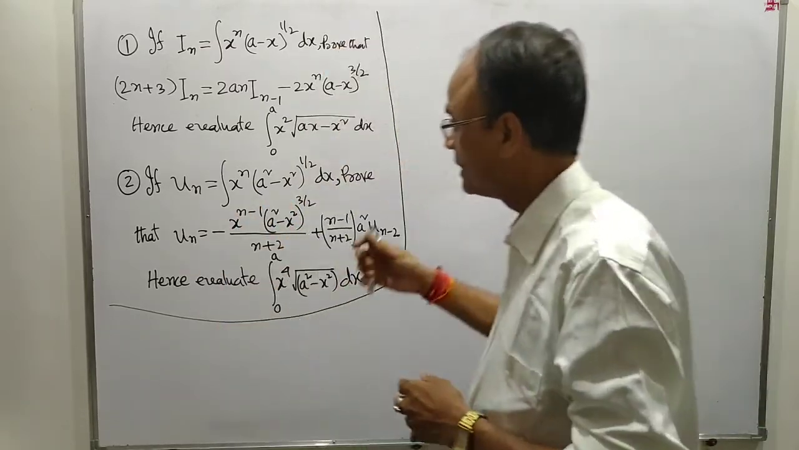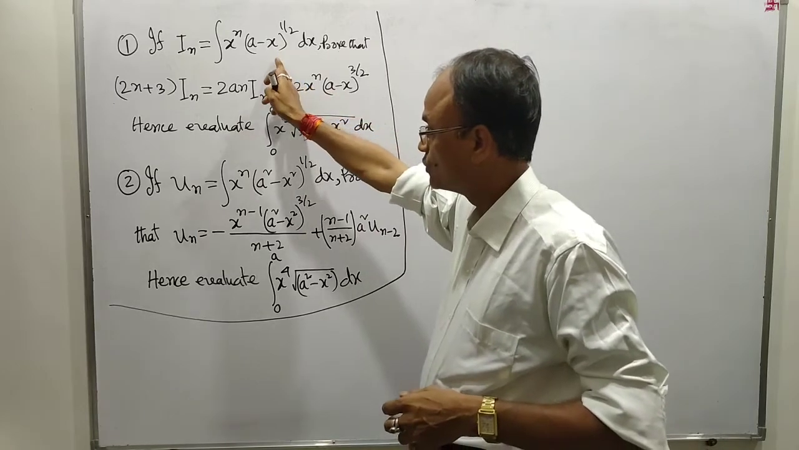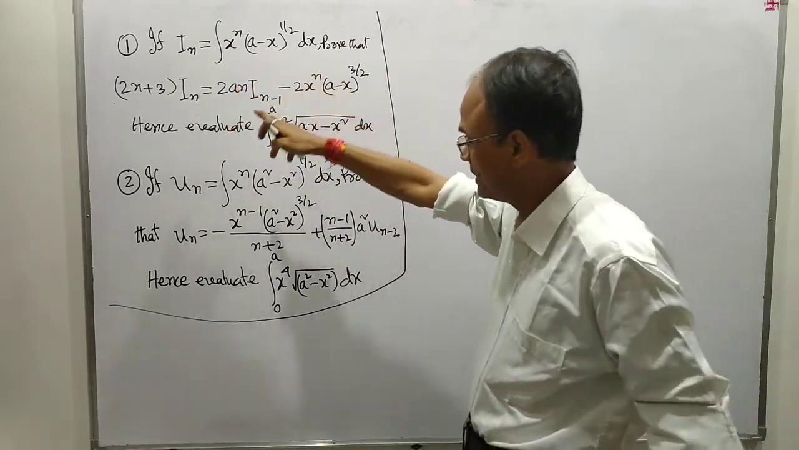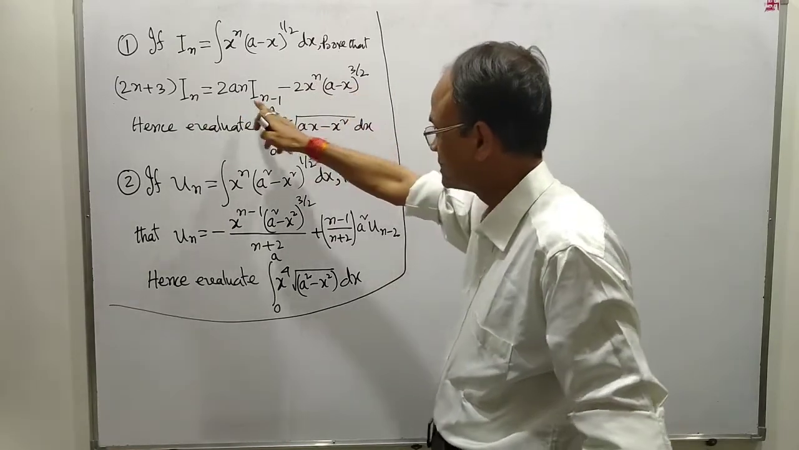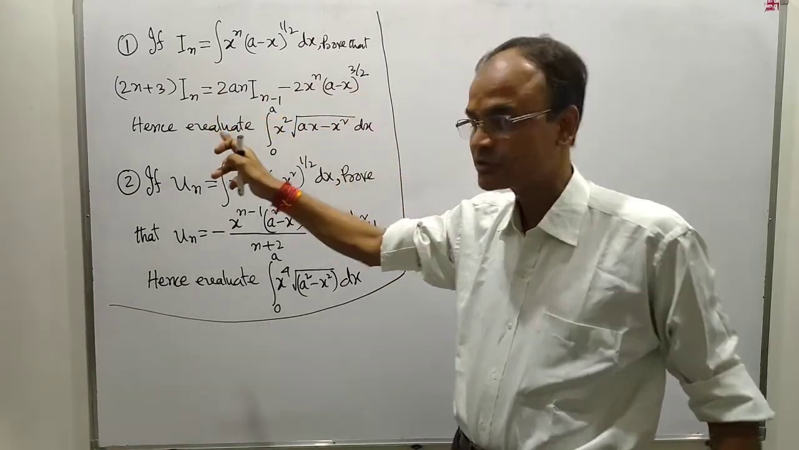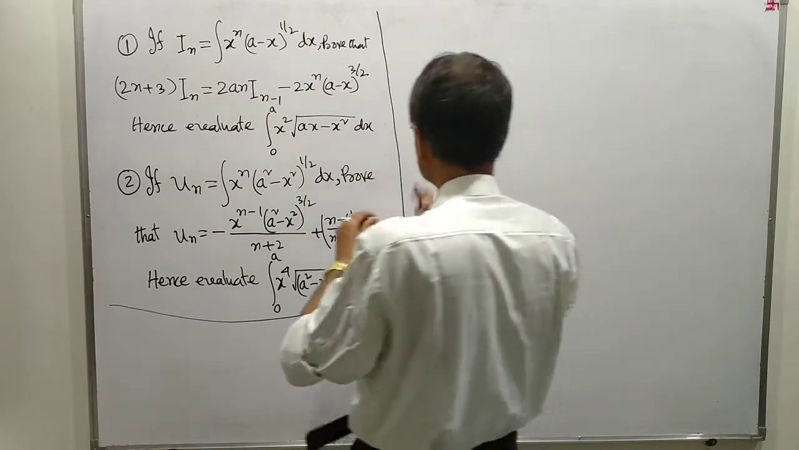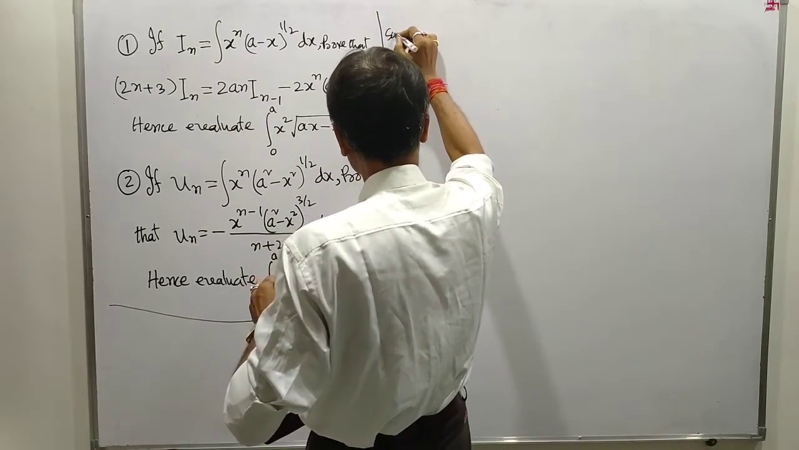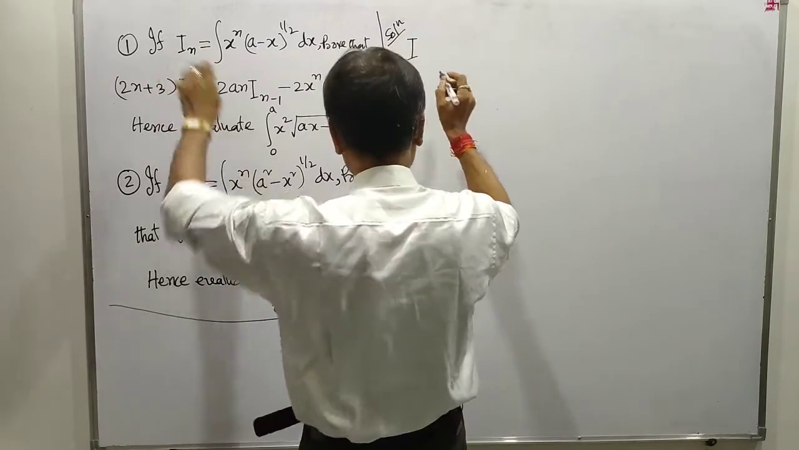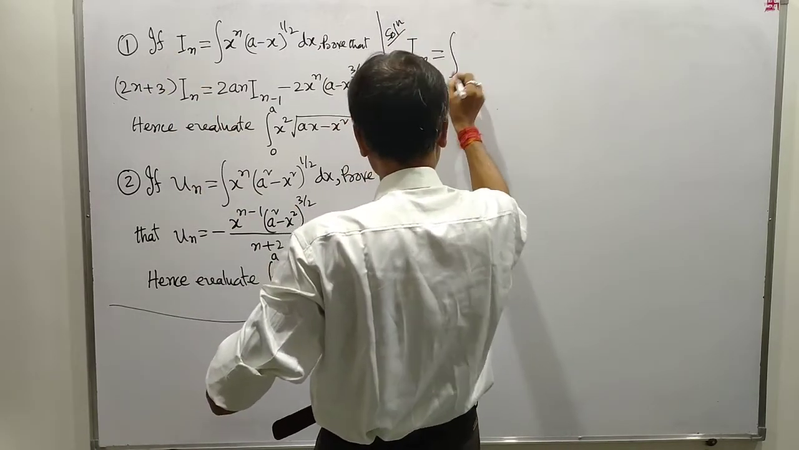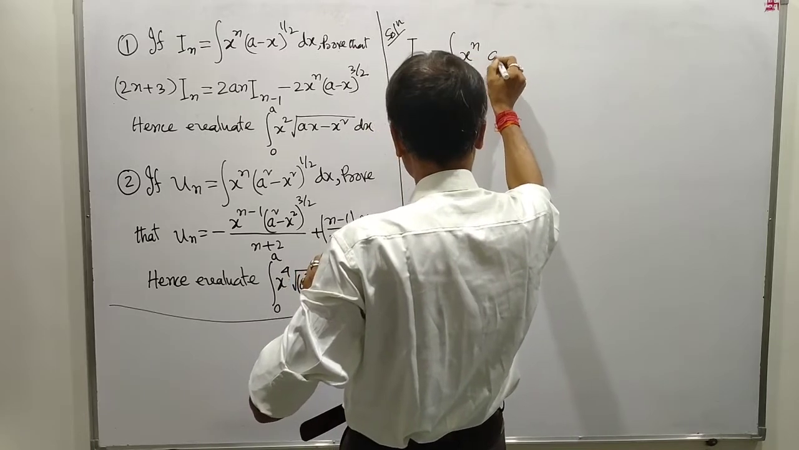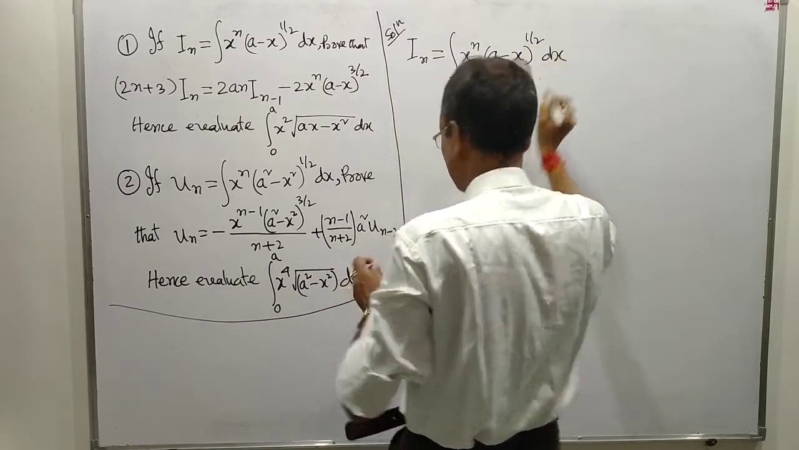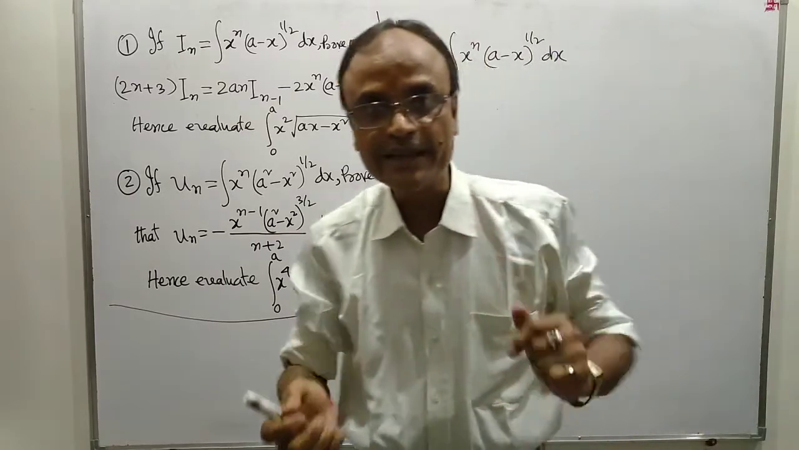First of all, we shall try to find this reduction formula. This is a reduction formula for I_n in terms of I_(n minus 1). Now, the solution of question number 1: I_n is equal to the integral of x to the power n times (a minus x) whole to the power half dx.